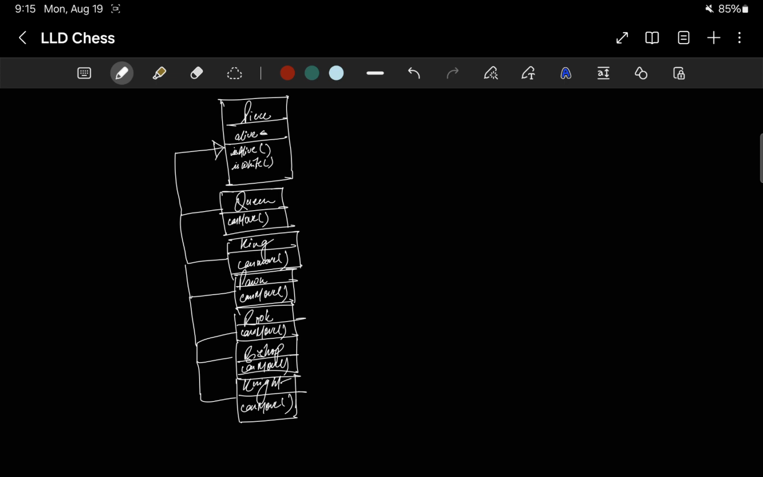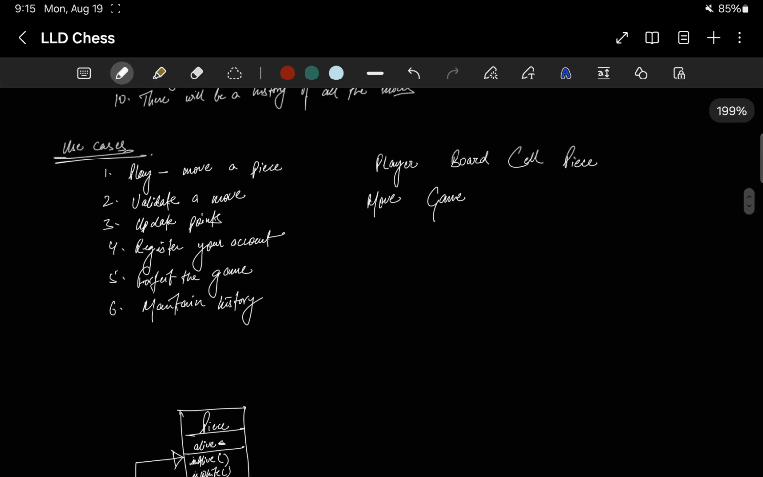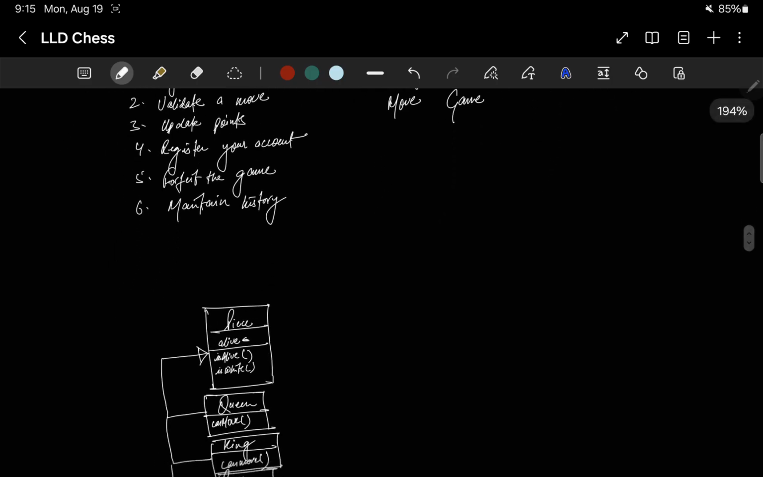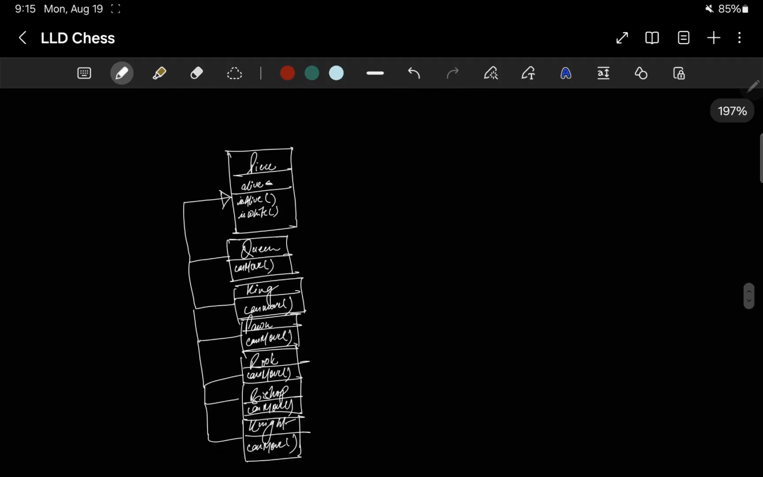So we are good with piece now. Let's cut it out. We are done with piece. Now what can we do? This piece will be in a cell, right? So there will be a cell class, and it will have a row and a column. And the position of a particular cell can be given by two methods. Let's say get row, and another method called get col. So we'll have get row and get col.